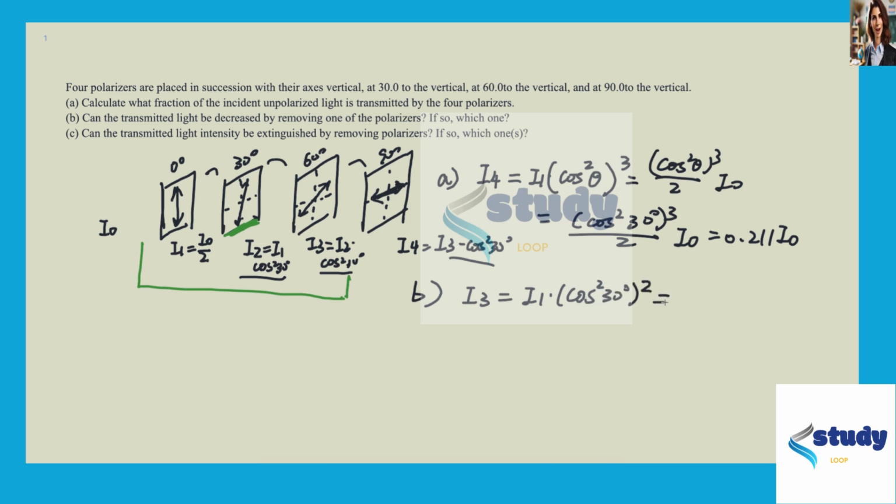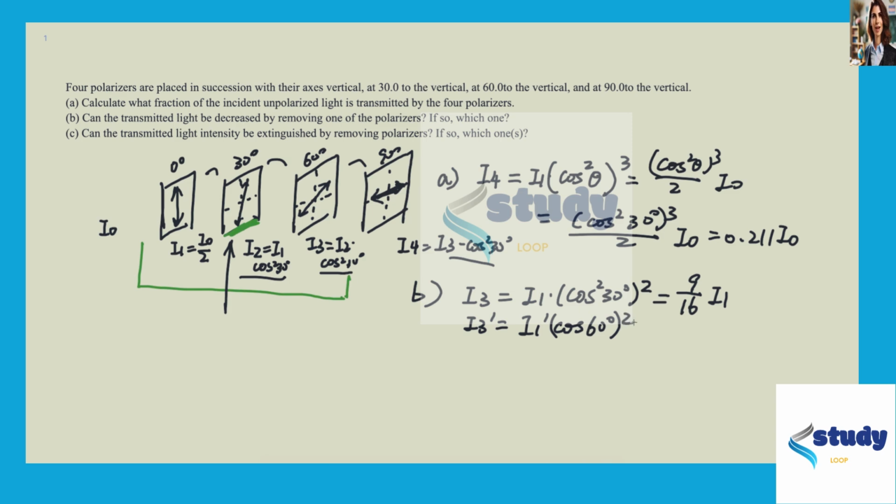So cosine of 30 degrees is square root 3 over 2. So its cosine squared is 3 over 4, and squared again, that's 9 over 16, I1. So this is what we originally had. But if we remove this polarizer, then the intensity will only be decreased once by an angle of 60 degrees. Then what we will have instead is times cosine squared 60 degrees.